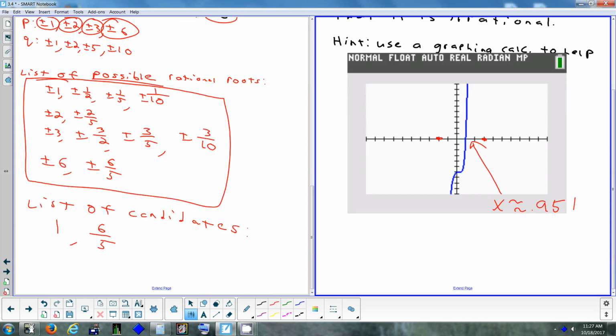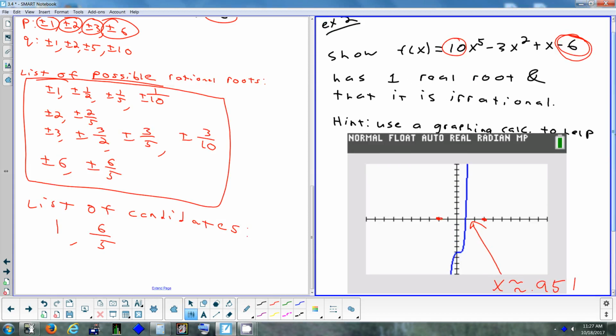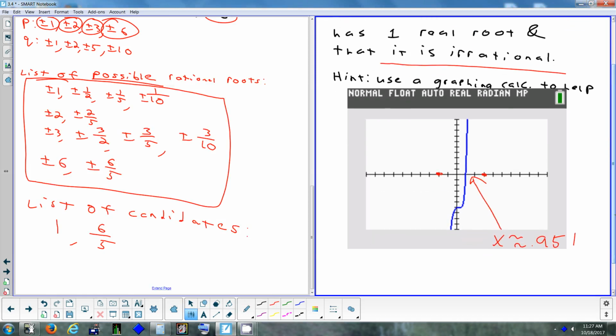Because that's what the question was. It was to prove that it has one real root. Okay, we did that. You can see it crosses. But then the second part, show that it is irrational. Means it can't be written as a fraction. How come that can't be a rational root? Think about what we just did. It's not on the list of possible. This is the only list of possible rational numbers you could have. 0.951 is not in that list.